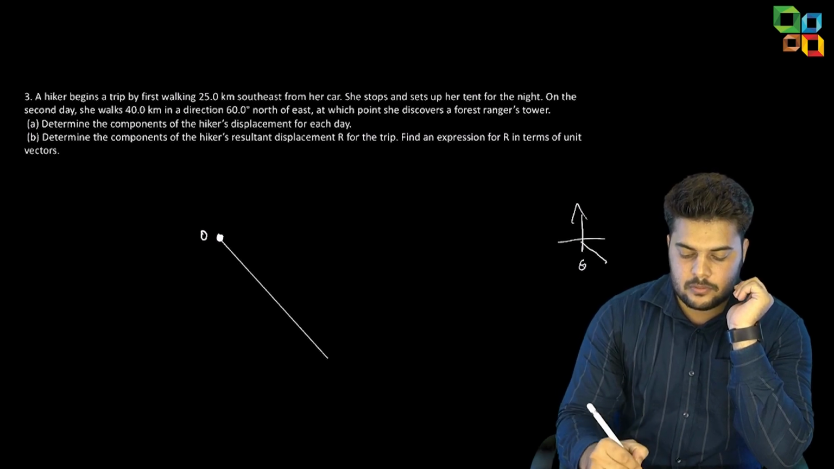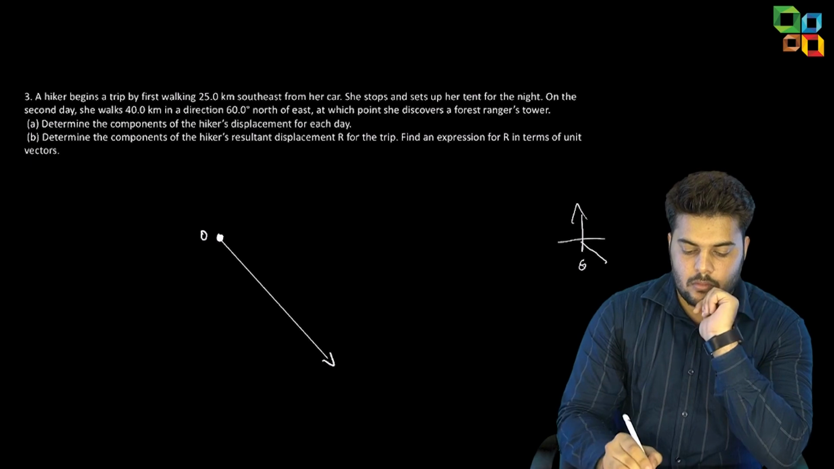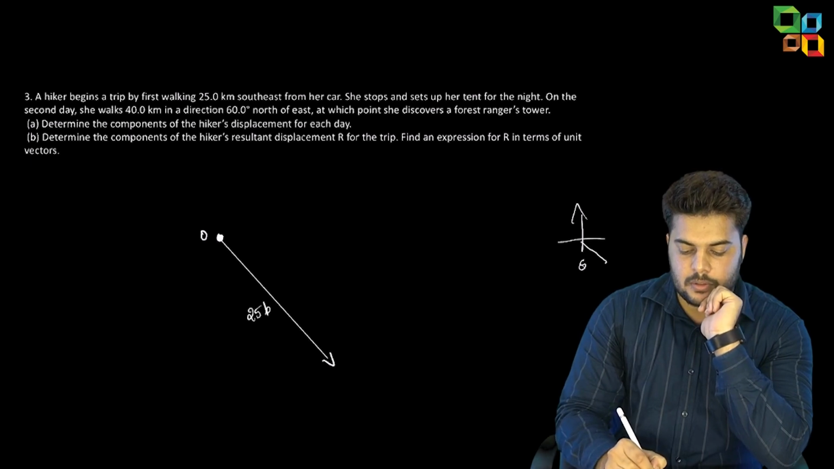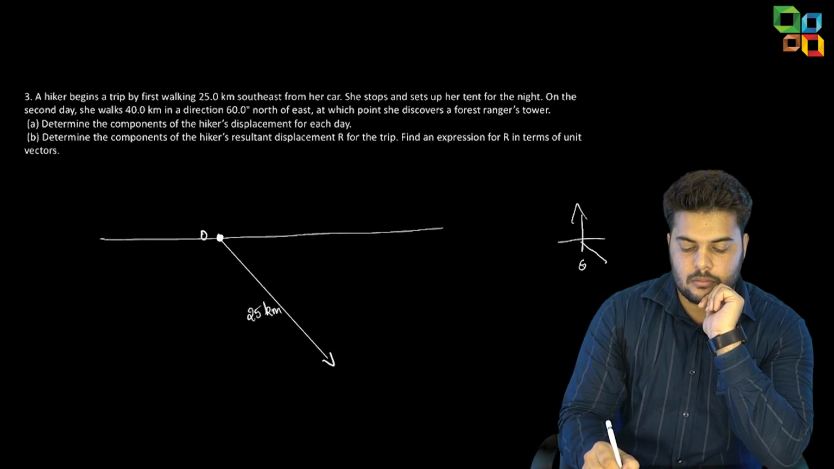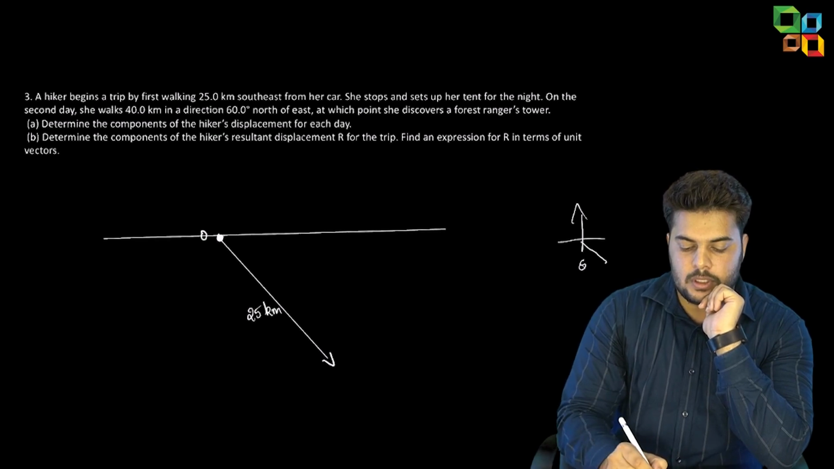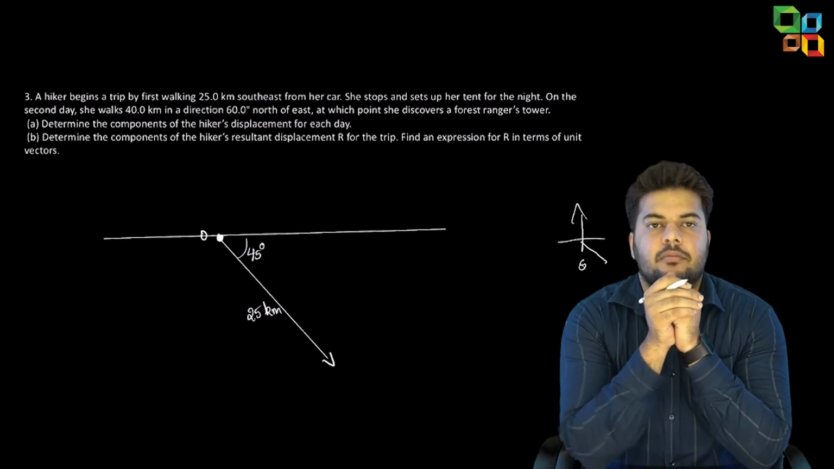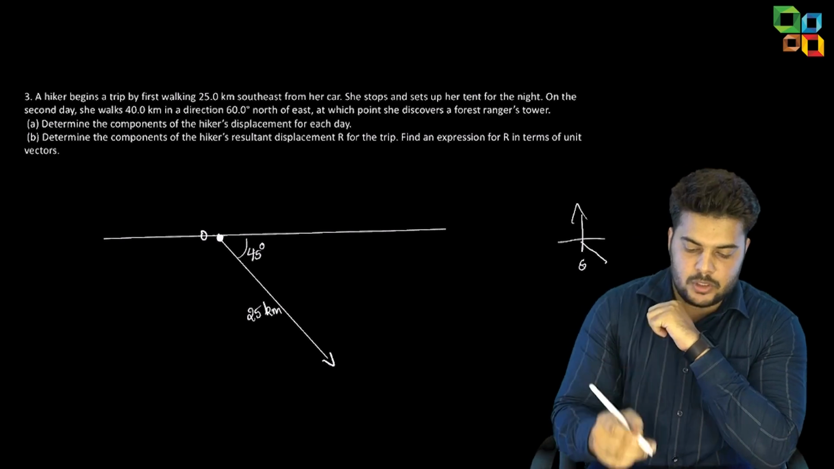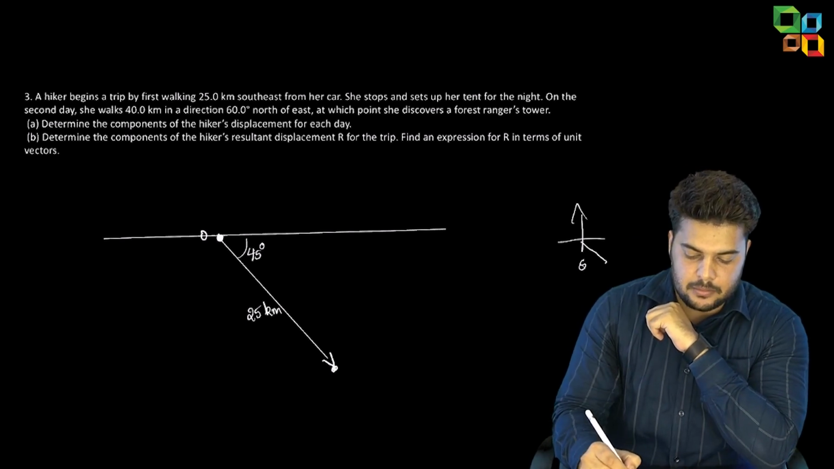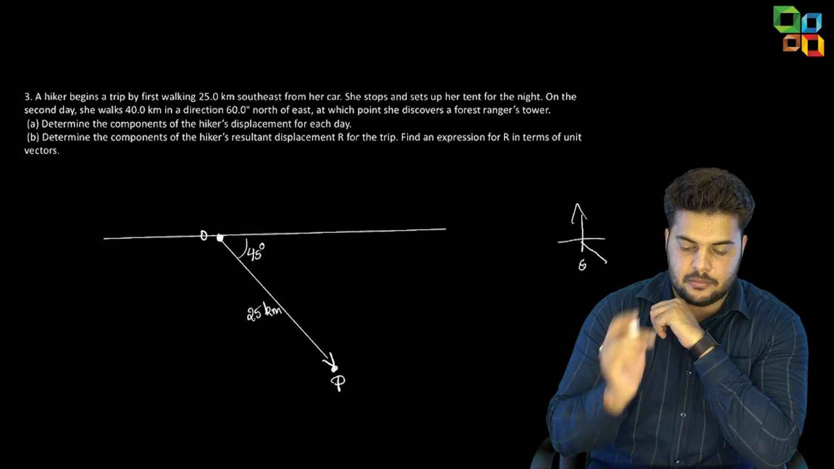Southeast. So 25 kilometers southeast. So this angle would be 45 degrees. Agreed? It's exactly between east and south. So she sets up a tent for the night here. Let's call this point P.